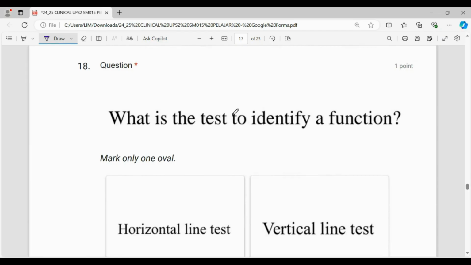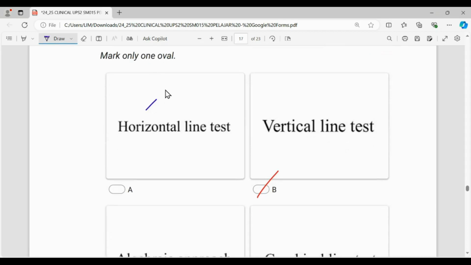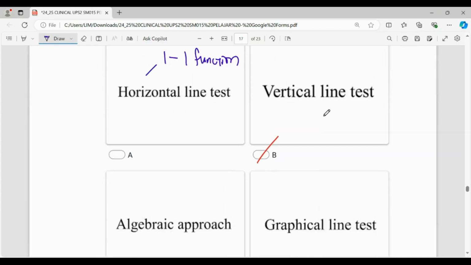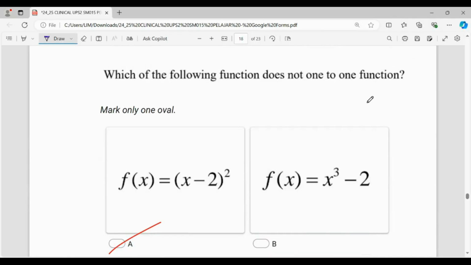Then what is the test to identify a function? For a function, we use the vertical line test. The horizontal line test identifies a one-to-one function. So the question here is finding a function, therefore the vertical line test. There is also an algebraic approach for one-to-one. So that's all.